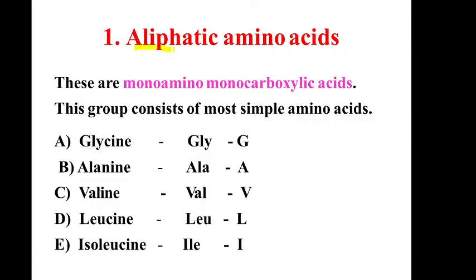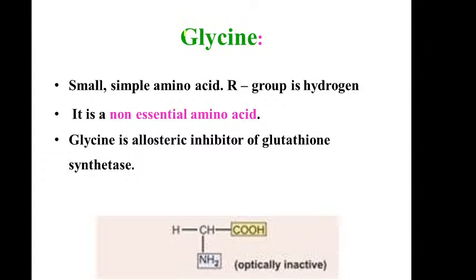So these are the aliphatic amino acids. These are the monoamino monocarboxylic acids. This group consists of simple amino acids. In this group we have glycine, alanine, valine, leucine and isoleucine. Glycine is a simple small amino acid. It is a non-essential amino acid. Glycine is an allosteric inhibitor of glutathione synthase.